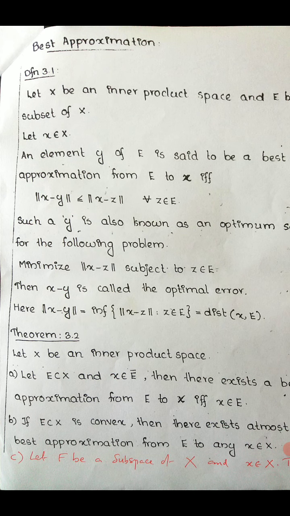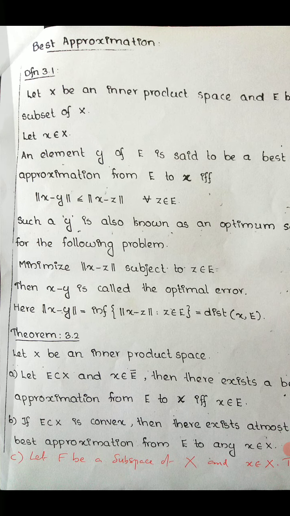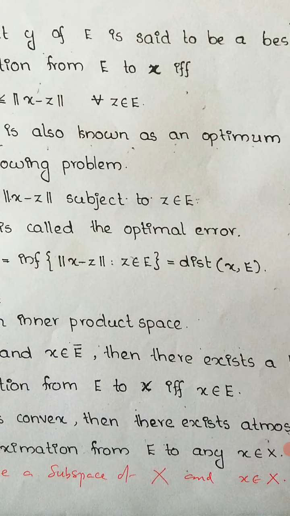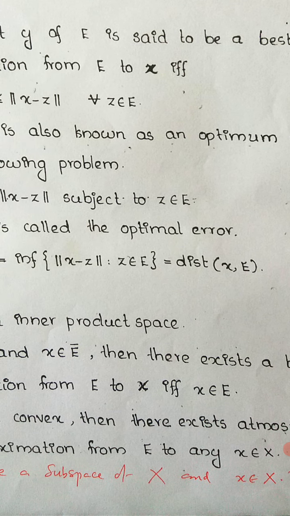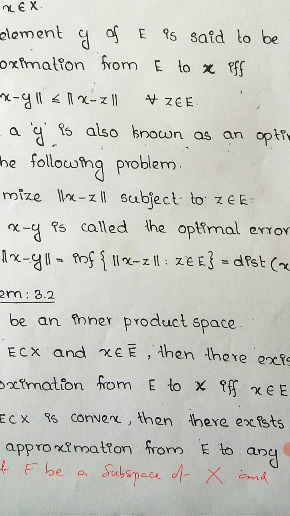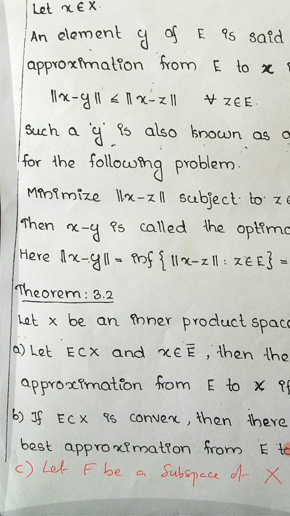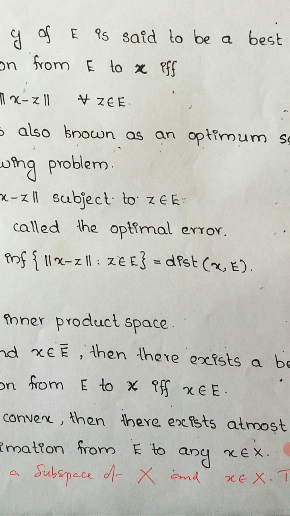Coming to the first theorem: let X be an inner product space. There are three parts in the statement. Part A: E subset of X and x an element of E bar; then x is a best approximation from E to x if and only if x is an element of E. And part B: if E subset of X is convex, then there is at most one best approximation from E to any x in X.